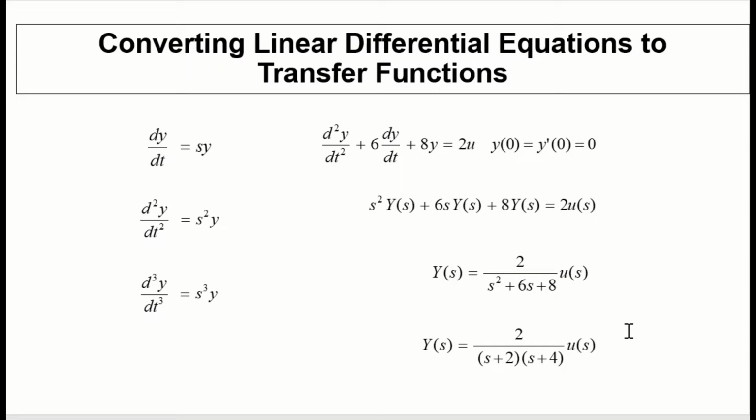Now let's look at a transfer function itself, where it comes from. The underlying idea here is that if we've got some term dy by dt, we can represent this by s times y. So the d by dt term we can represent by s, and d2 by dt squared by s squared, d3 by dt cubed by s cubed.